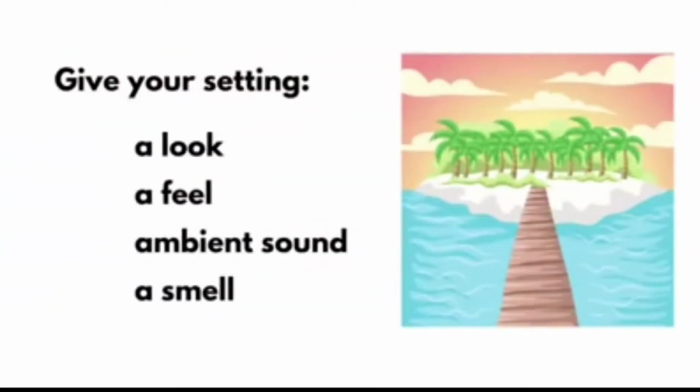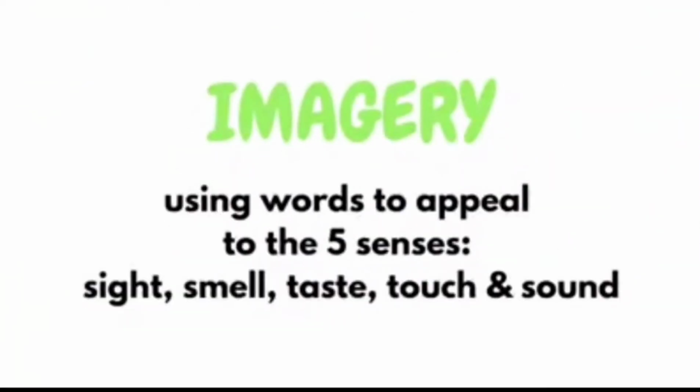But what do we need? Your setting needs a look, it needs a feel, it needs ambient sound, and it definitely needs a smell. What do we call all of these elements? Well, that's how we create a picture for our reader. It's called imagery. So we're using words to appeal to the five senses: sight, smell, taste, touch. And we'll talk about sound in just a little bit.